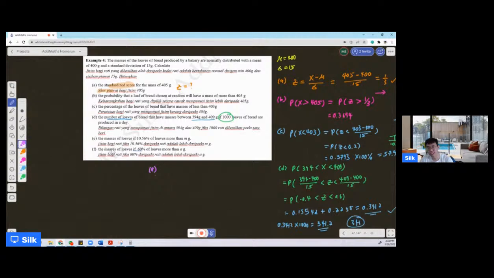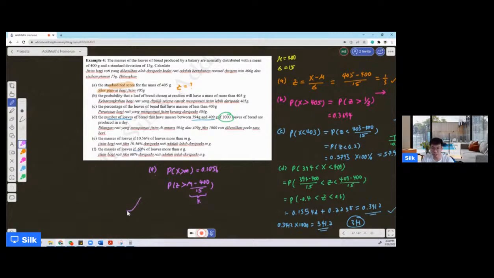Okay. So for the E, P(X more than M) is 0.1056. This one you have no choice. First you change to Z score first. Okay, I change to Z score, M minus 400 over 15. Let's assume that this answer is K.